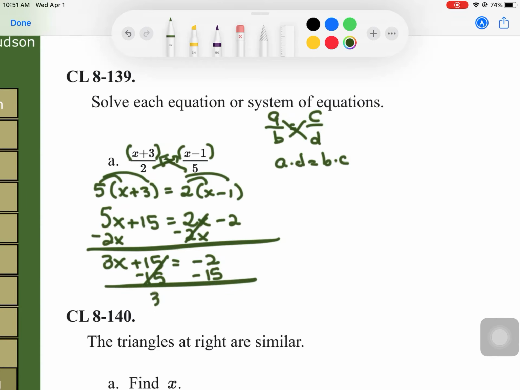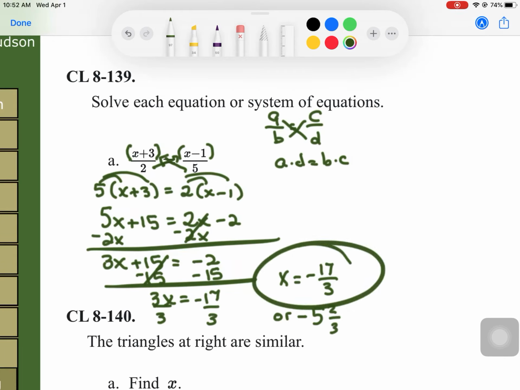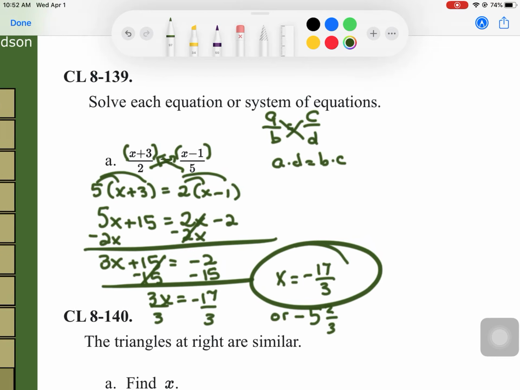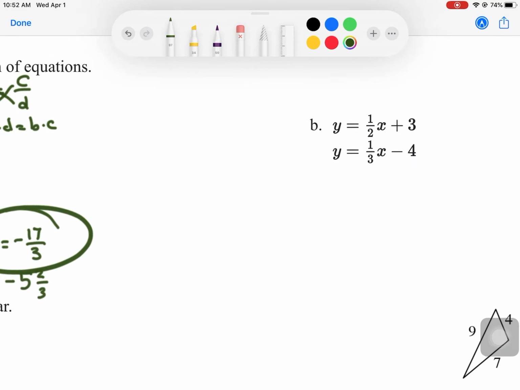Subtract 15 from both sides. I get 3x equals negative 17, and divide both sides by 3. Because of the nature of how this looks, I would just leave it as negative 17 thirds. But if you really wanted to, you could also say negative 5 and 2/3. But this is perfectly acceptable in terms of an answer. So that's 139A.